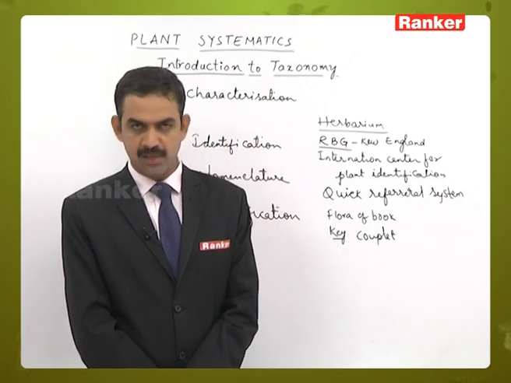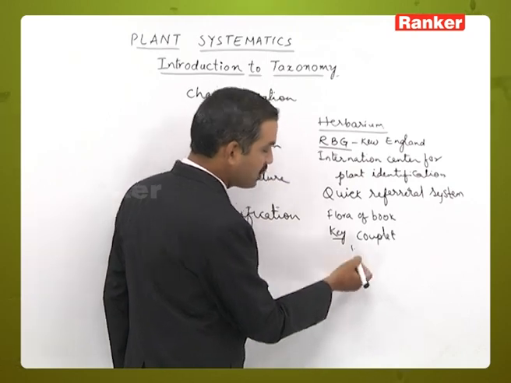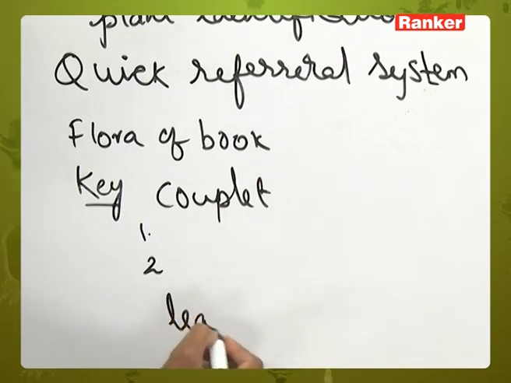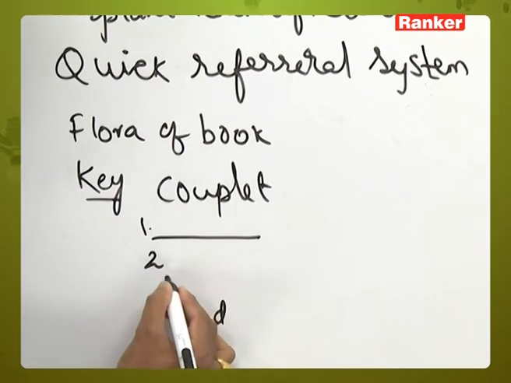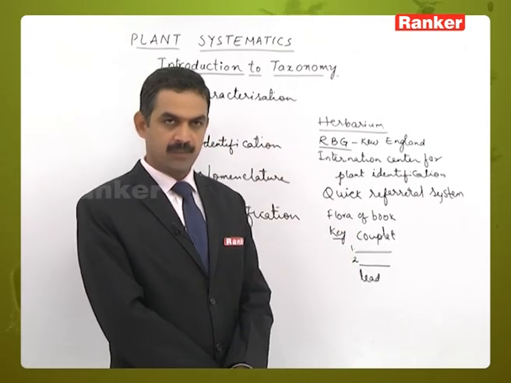So two characters are present in each couplet. As I said, in each key two characters are there. Each character is called a lead. The first character is called a lead and the second character is also called a lead, and the two leads are combinedly called a couplet.